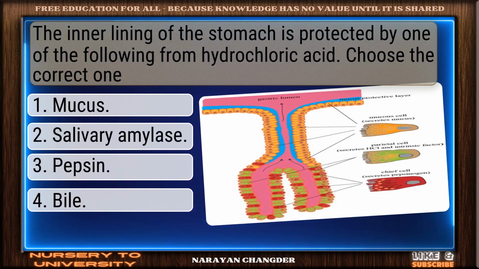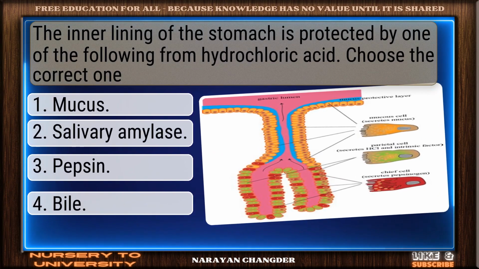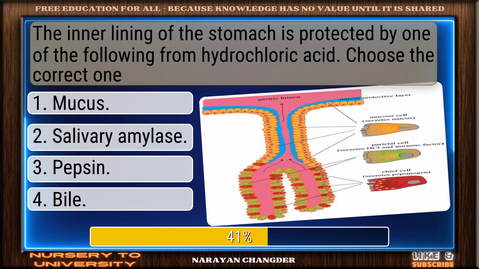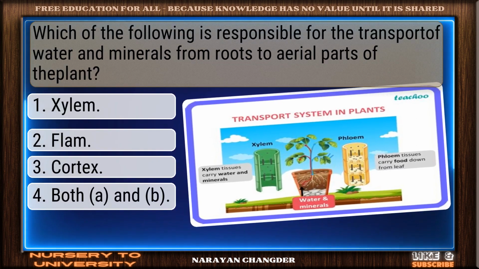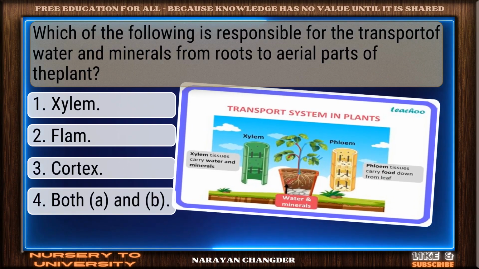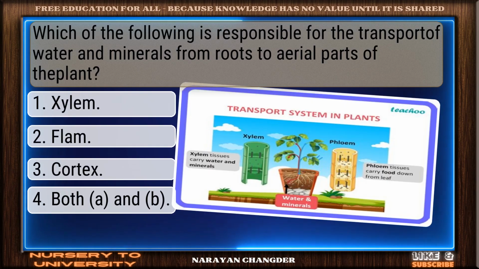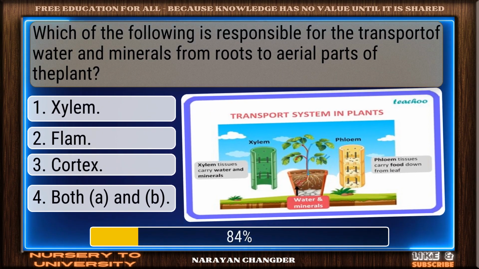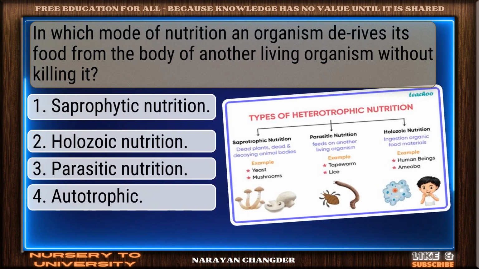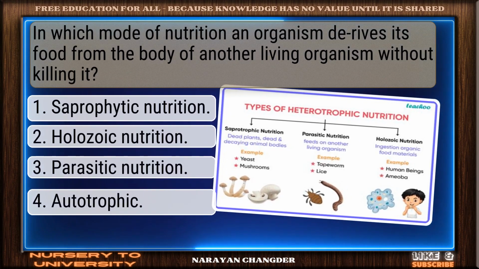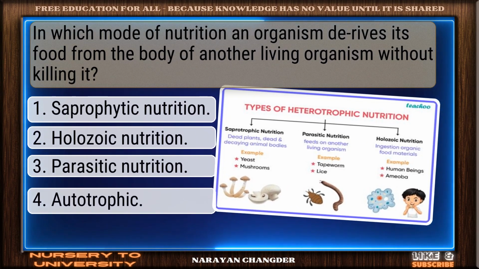The inner lining of the stomach is protected by one of the following from hydrochloric acid. Choose the correct one. You got it. Mucus fits. Which of the following is responsible for the transport of water and minerals from roots to aerial parts of the plant? Great job. Xylem is accurate. In which mode of nutrition an organism derives its food from the body of another living organism without killing it.